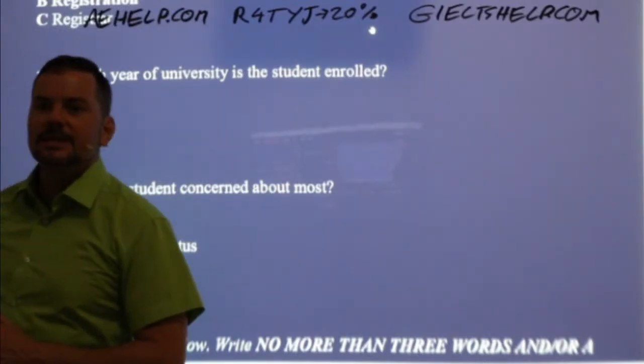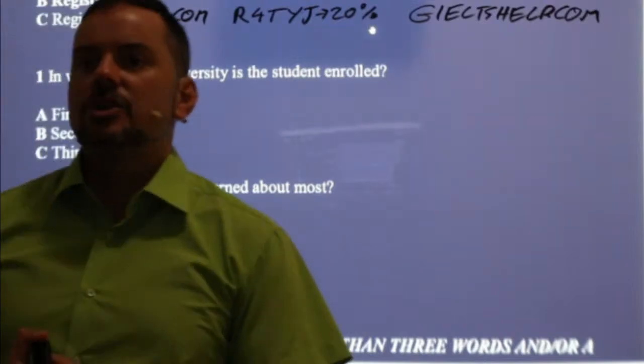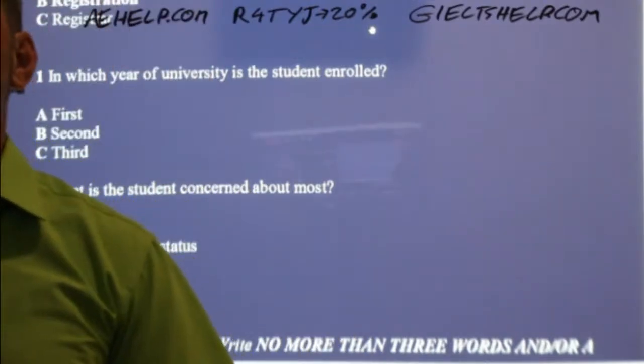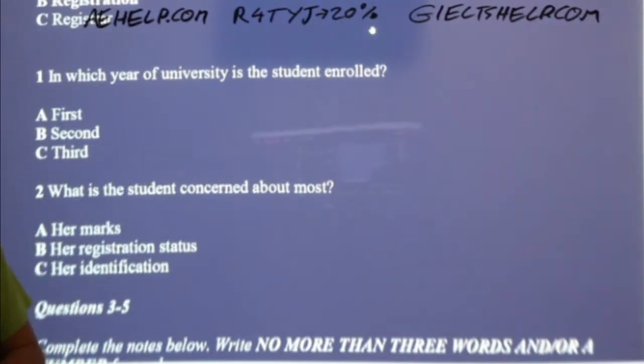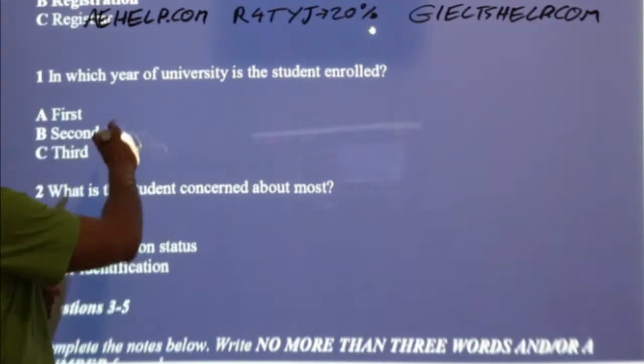Rahul Preet says, I think number one was A. Charlie says B. Tamonish says good. Kyber says B. The correct answer was B. So she's in her second year, okay? So the correct answer was B.